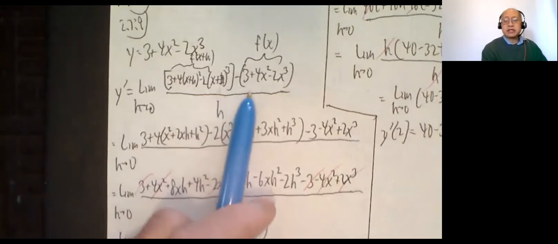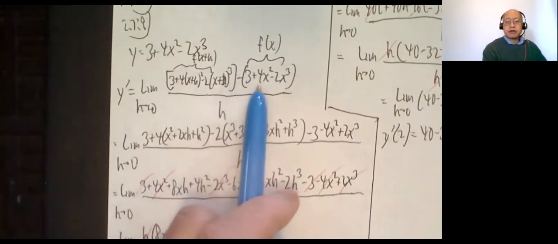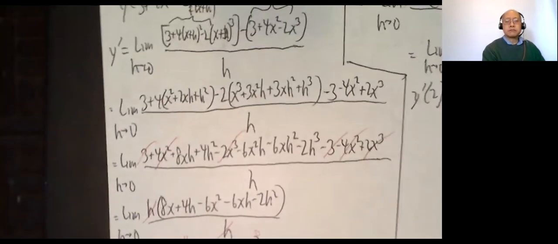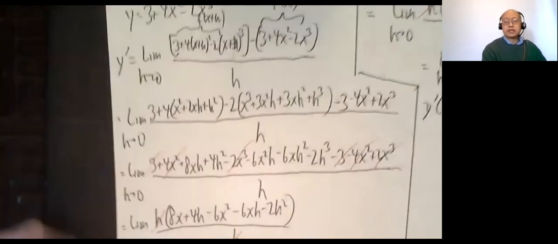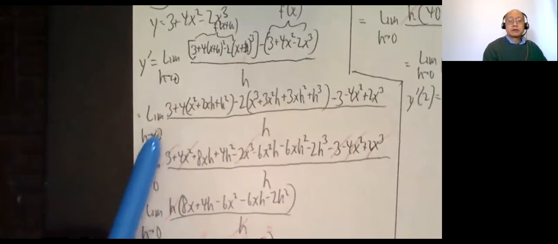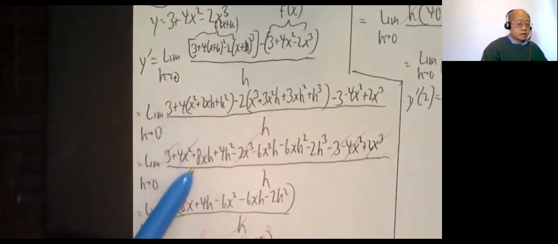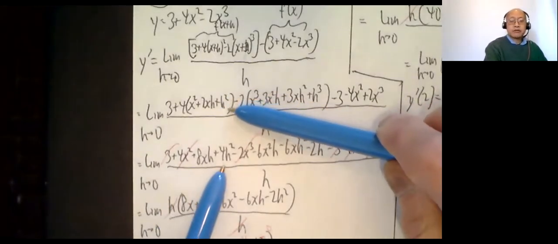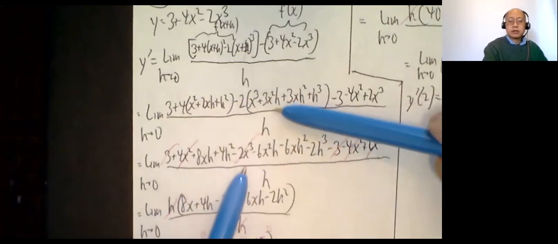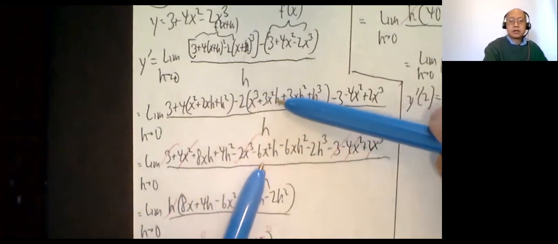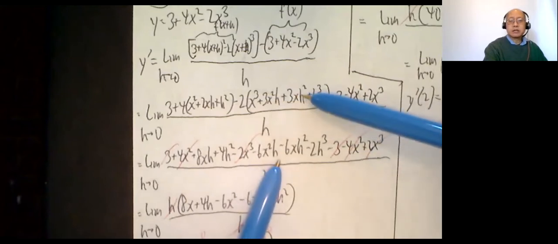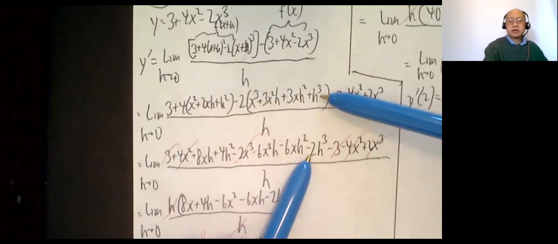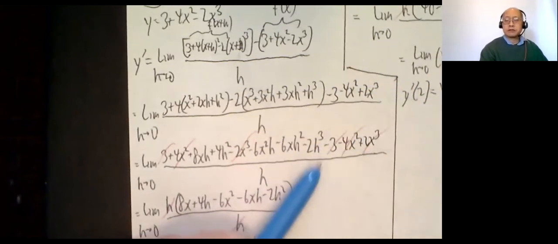And then minus parentheses means just change every sign. Minus 3, minus 4x squared plus 2x cubed. Okay, multiply all that junk out. So 3 plus 4x squared plus 8xh plus 4h squared, distribute the negative 2. So minus 2x cubed minus 6x squared h minus 6xh squared minus 2h cubed. And just leave these guys alone.